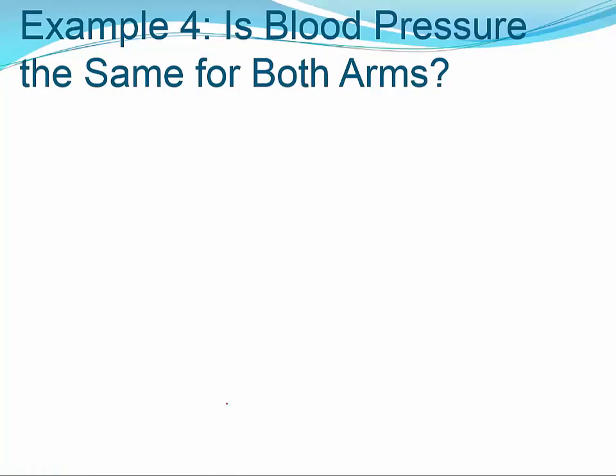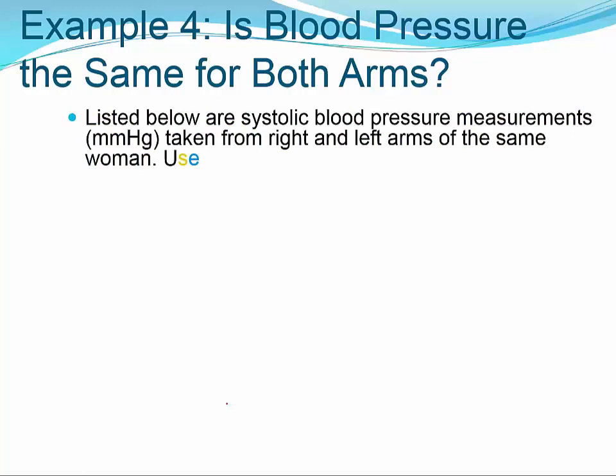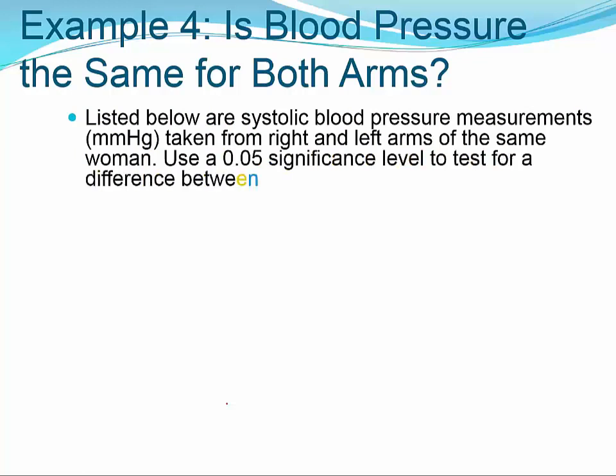So for example 4, we're going to look at a data set involving blood pressure taken from the left arm and the right arm of the same person. Listed below are systolic blood pressure measurements taken from right and left arms of the same woman. We want to use a 0.05 significance level to test for a difference between the measurements from the two arms.